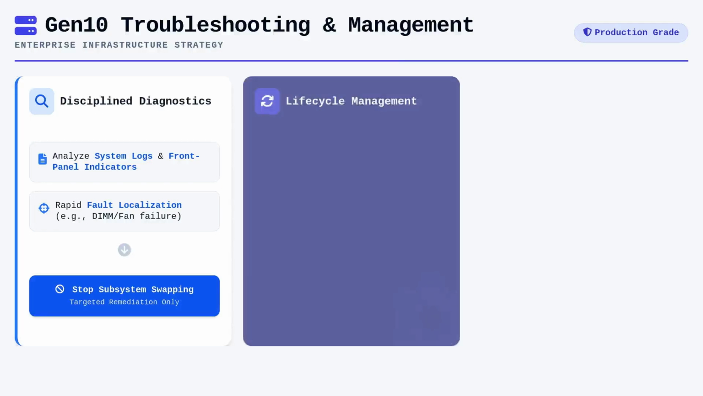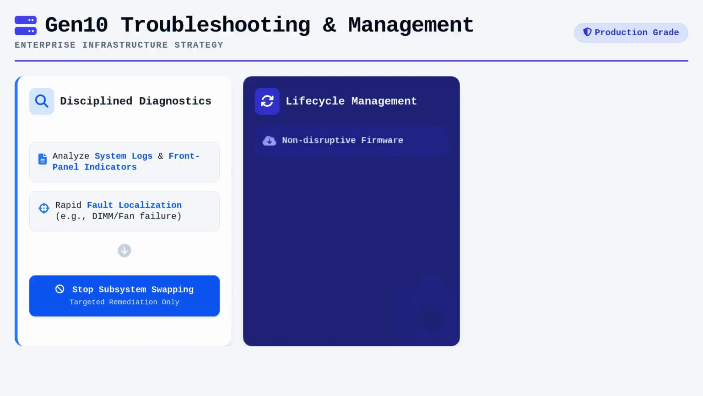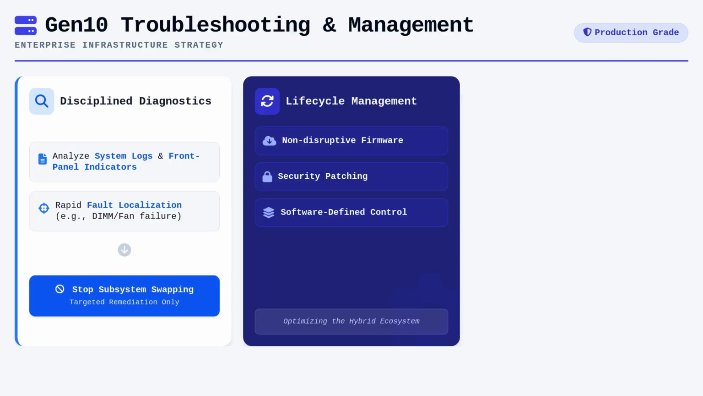You must familiarize yourself with the lifecycle management tools that allow for non-disruptive firmware updates, which keep the server aligned with the latest security patches and performance optimizations required by the broader hybrid ecosystem. These infrastructure components are designed to exist in a state of continuous improvement, where the hardware remains stable, while the software-defined control layer evolves to meet new operational demands.